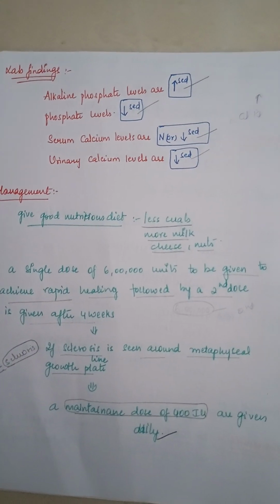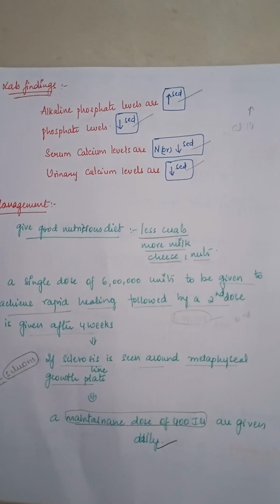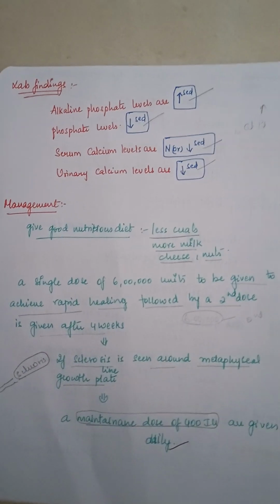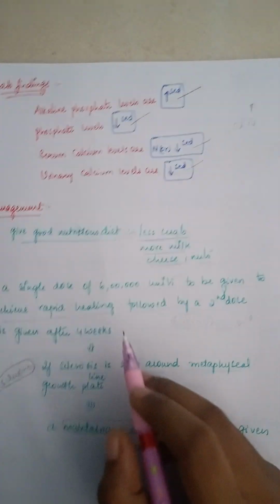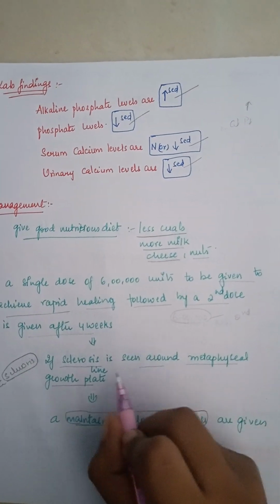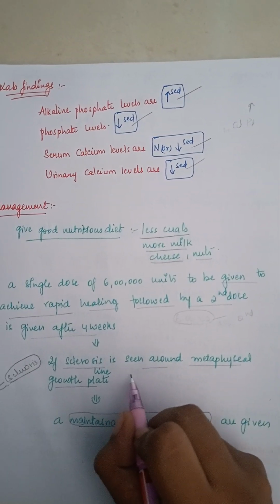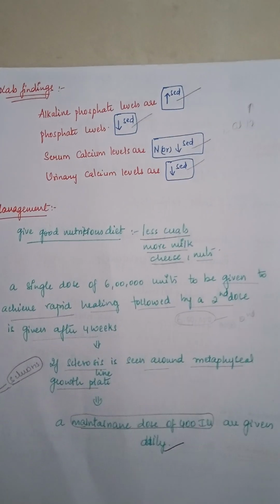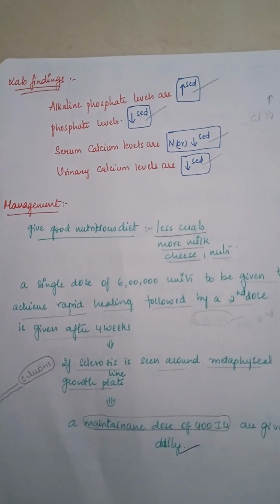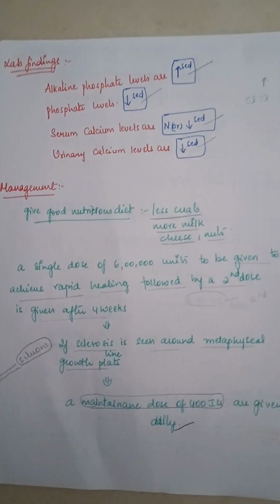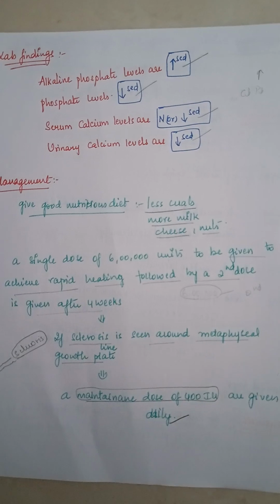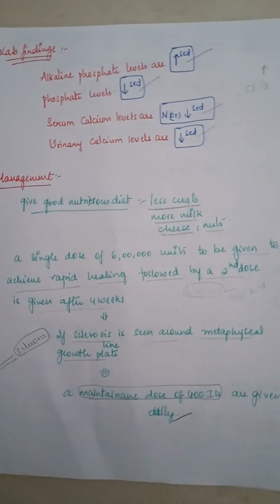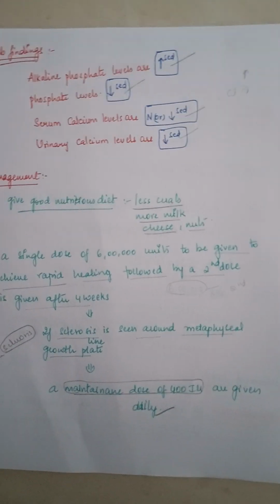Then you might be having a doubt whether the patient is recovering or not. Just get an X-ray done. If you see sclerosis around the metaphyseal growth plate line, this indicates that the patient is recovering. So you can shift the patient to a maintenance dose. What will be the maintenance dose? You'll keep a maintenance dose of 400 international units given daily.